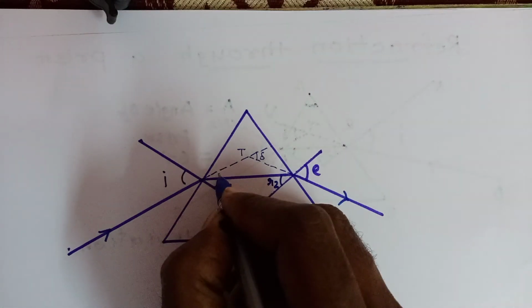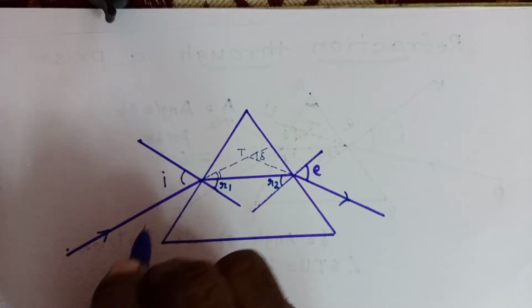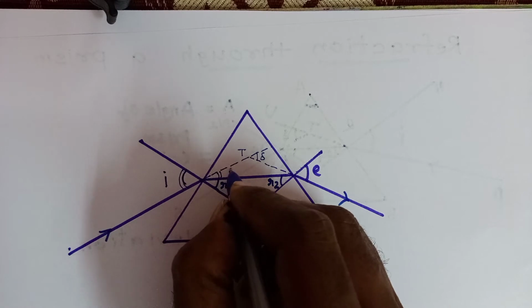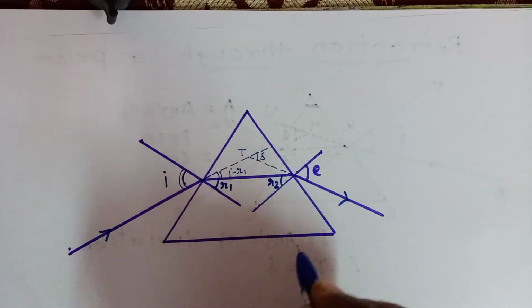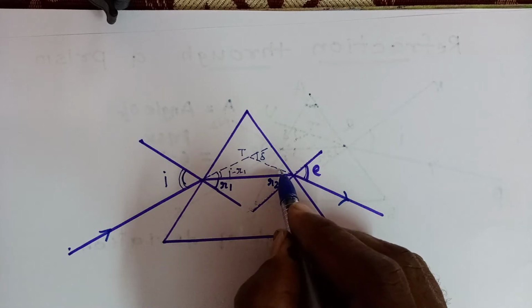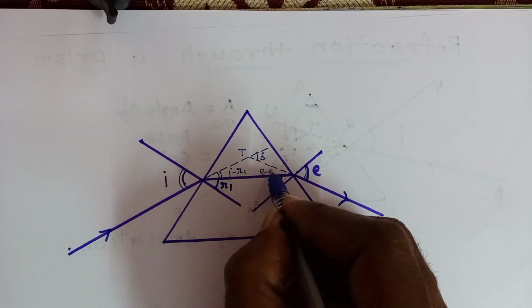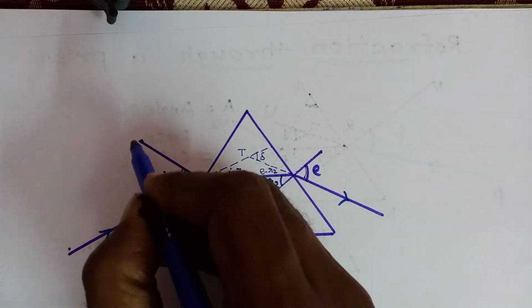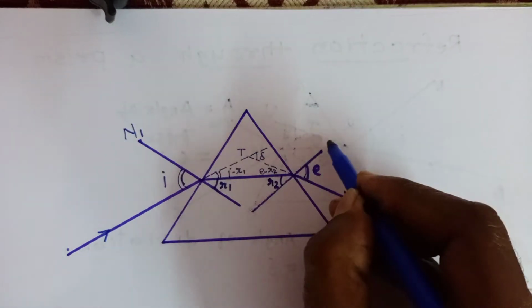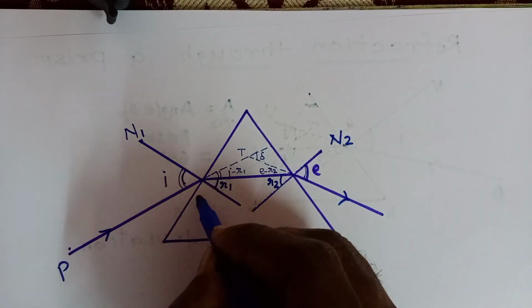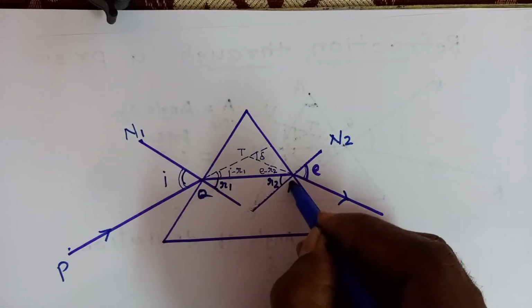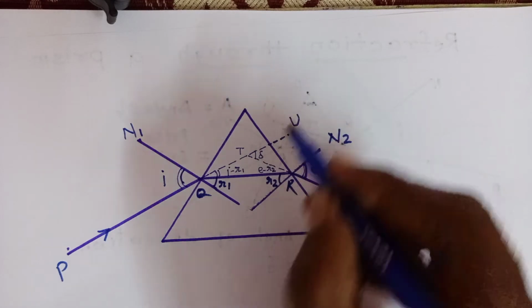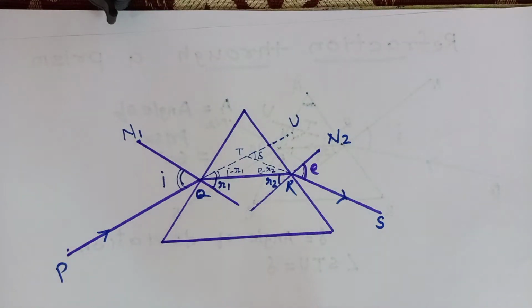So this angle will be what? This is I, so overall it will be I minus R1. This is E, so overall it will be E minus R2. And we have two normals. It will be like this: N1, N2, P, Q, R, S, T, and this ray you can extend, it will be STU. That angle is the angle of deviation.